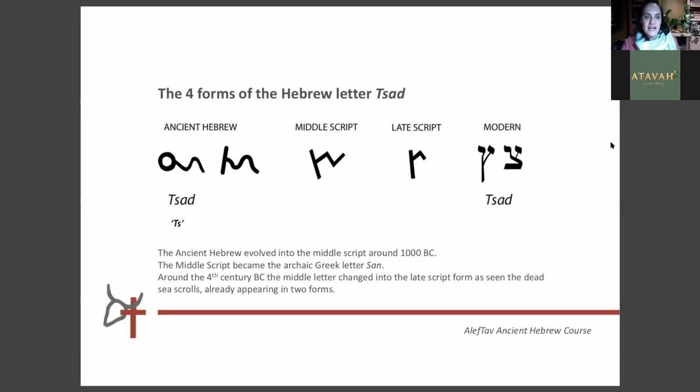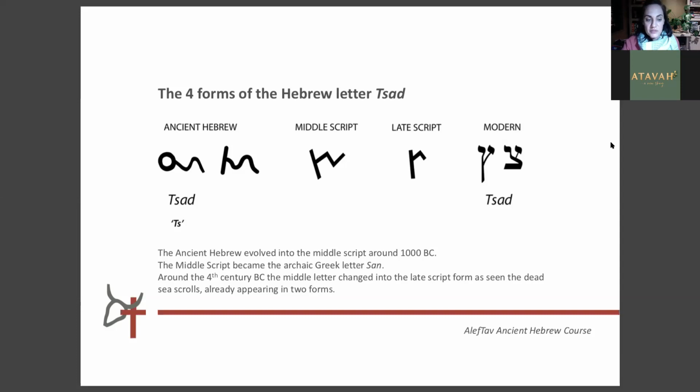So let's quickly look at how the letter Tzad developed. So on the left, we have the ancient Hebrew. Again, the two different forms. On the left, we have the one that's a man on his side. On the right, it's similar, but it's got the straight line, which refers more to a journey and a destination where you need to get to. The pronunciation is the same in the modern and the ancient Hebrew. Then you get the middle script. So the middle script looks very similar to the ancient Hebrew or the one on the right. It's just a bit more rigid.